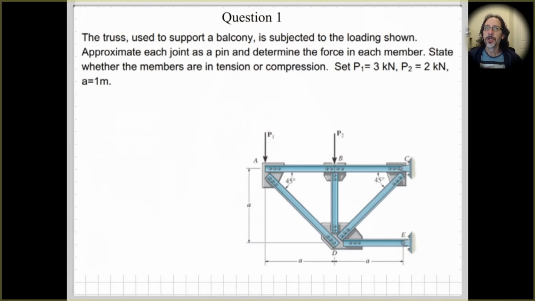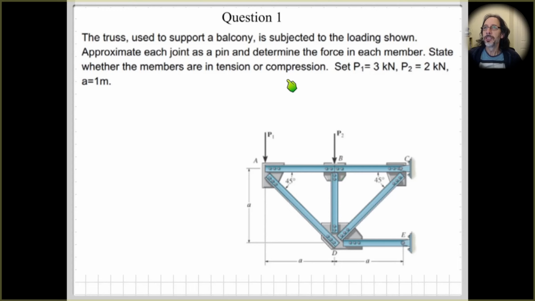In this case, we're told that the truss is used to support a balcony and is subjected to the loading that's shown. If we look at this truss here, we can see that the truss members aren't pinned at each end. So we have to make the assumption in order to use our truss analysis that these end connections are such that we can approximate them to a pin. For this simplified version of the problem, we're going to assume that the ends of the truss members here are pinned.